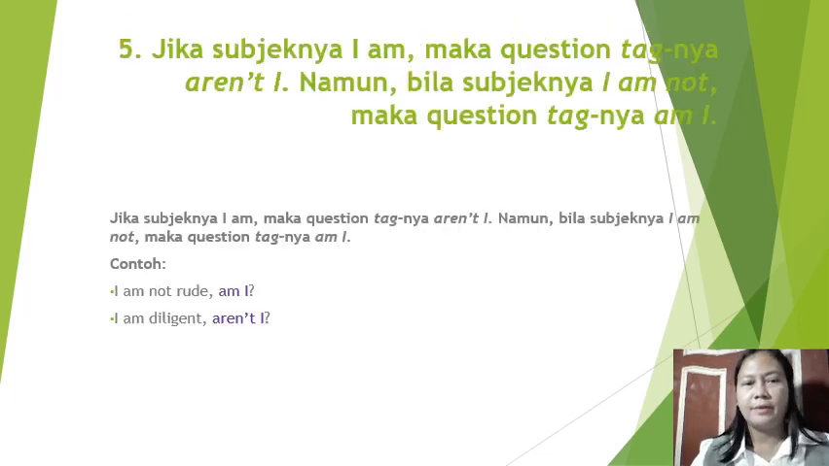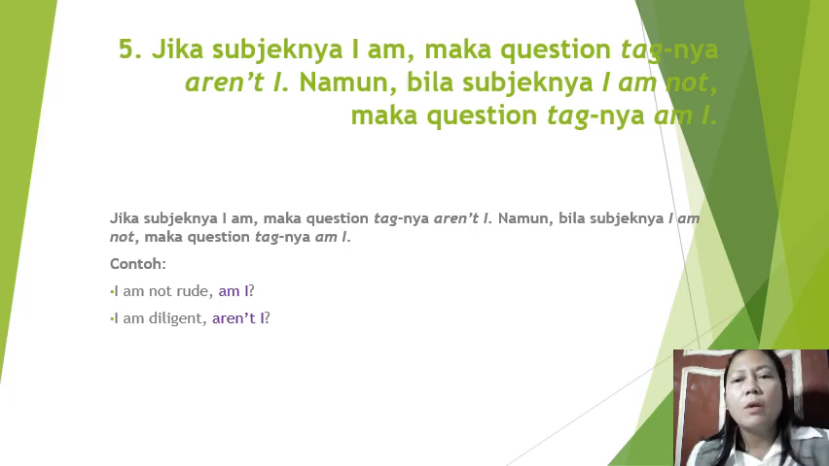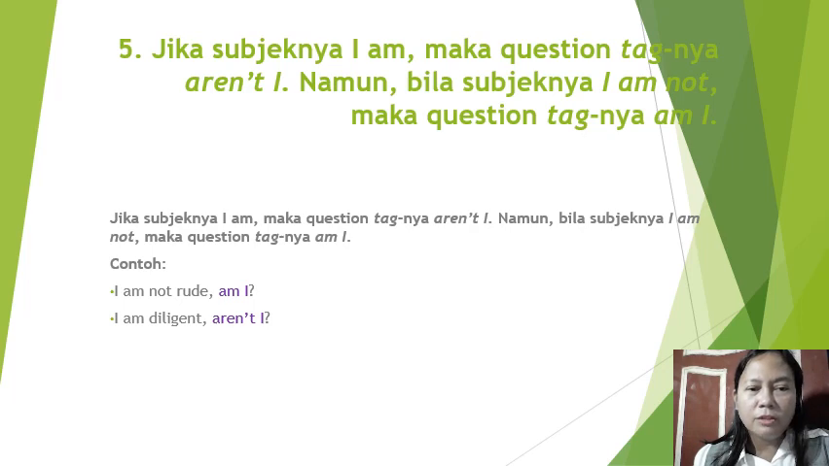That's it. Next, jika subjeknya I am, maka question tag-nya aren't I. Namun bila subjeknya I'm not, maka question tag-nya am I. Okay, look at this sentence. I'm not rude, am I? I am diligent, aren't I?